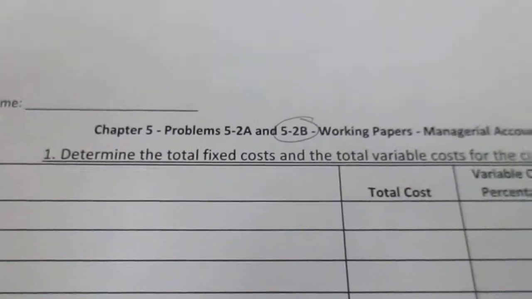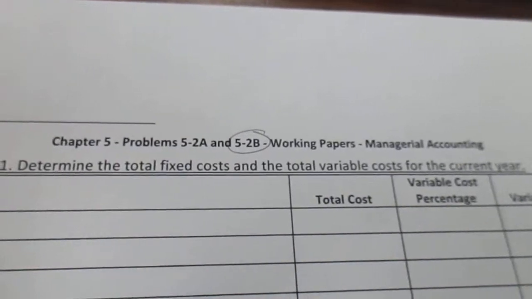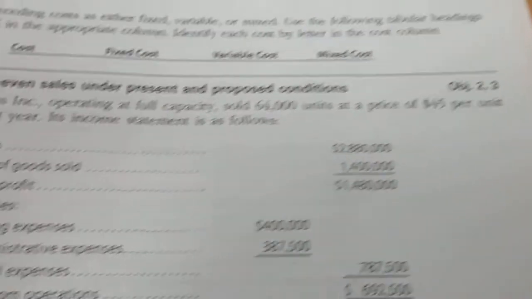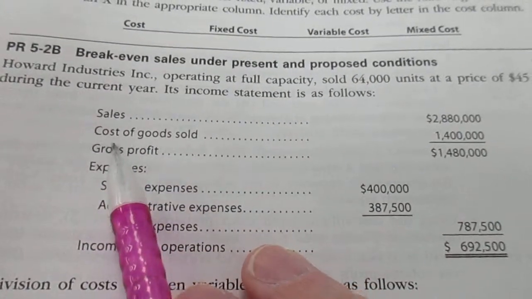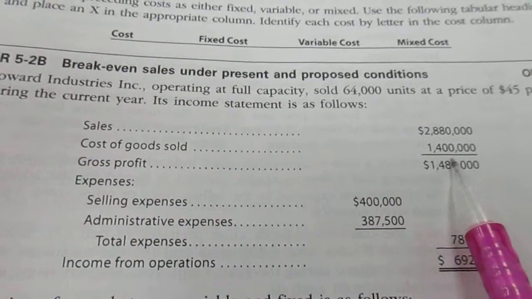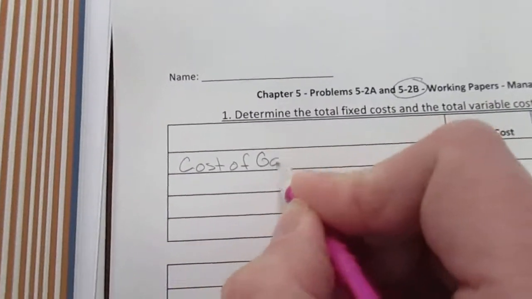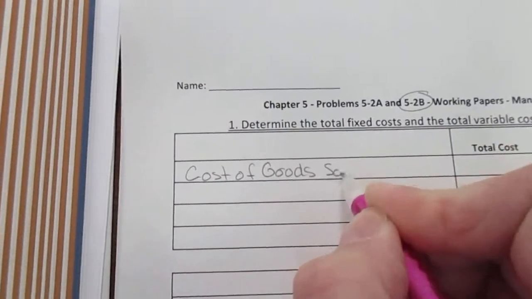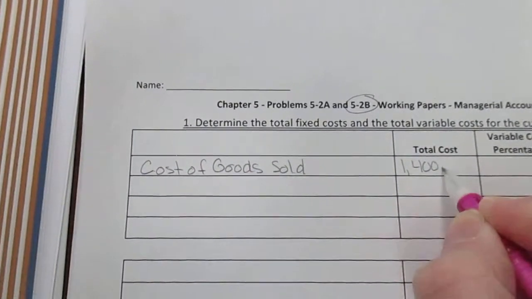Number 1 wants us to determine the total fixed costs and the total variable costs for the current year. So if we look at our income statement and start on the left here, our first cost we come to is cost of goods sold for $1,400,000. So I'm going to come over here to my paper and fill that in. Cost of goods sold for $1,400,000.